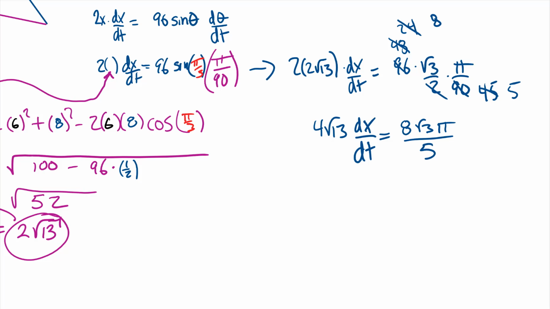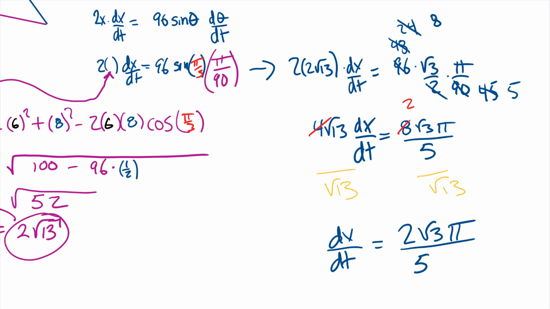And then we can clean up over here. Let's cancel a couple things out here and call that a 2. Now we can divide out that root 13. There's so much algebra in this. So we're going to find out that our dx dt is equal to 2 root 3 pi over 5 times root 13.